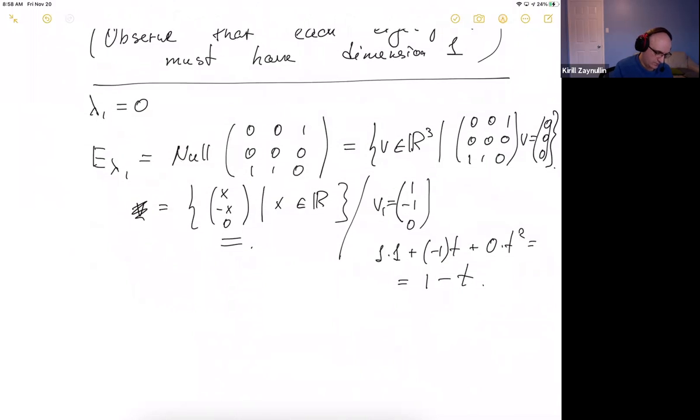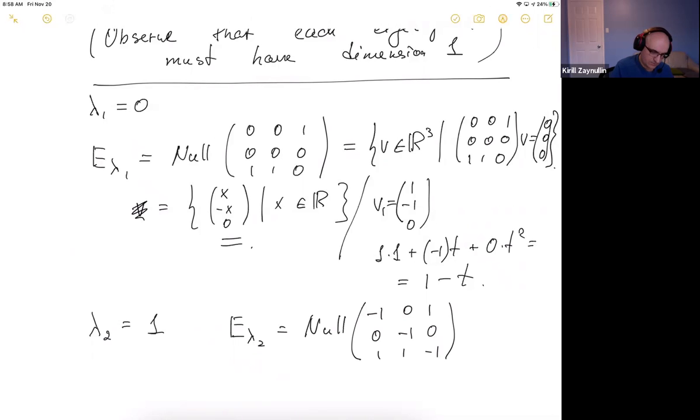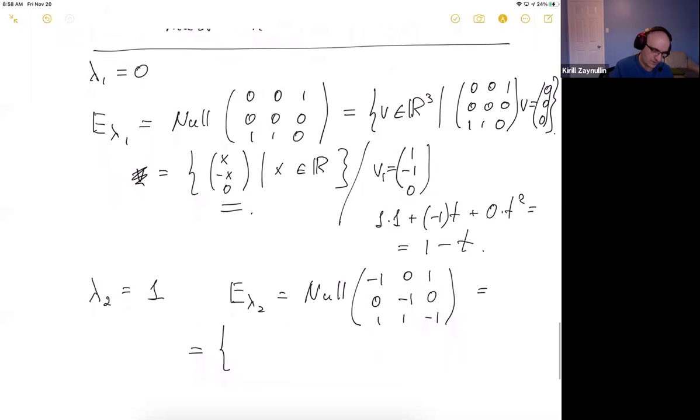And similarly, let me mention lambda 2 is 1. For that one, E of lambda 2 is the null space of which matrix? Again, instead of lambda, I have to substitute 1. So I get minus 1, 0, 1, 0, minus 1, 0, 1, 1, minus 1. Then I can solve it and write down the general solution of that homogeneous system. And what I will get is something like this: x, 0, x.